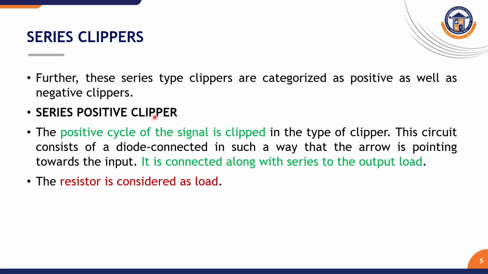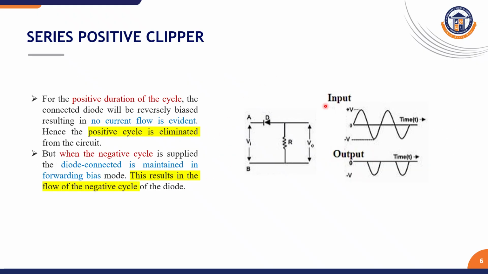The series positive clipper clips off the positive portion of the input signal. Here the diode is connected in such a way that the arrow is pointing towards the input. It is connected in series to the output load, where the load is a resistor. This is the circuit diagram where the diode is connected in series with the load.